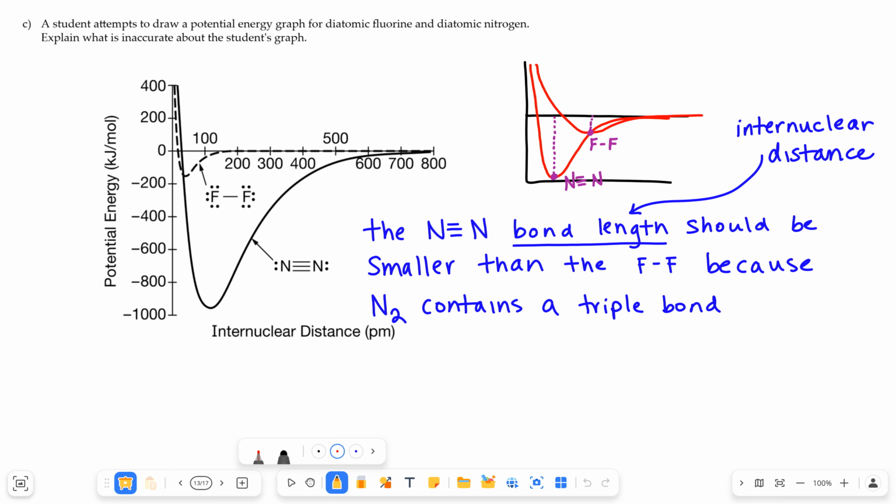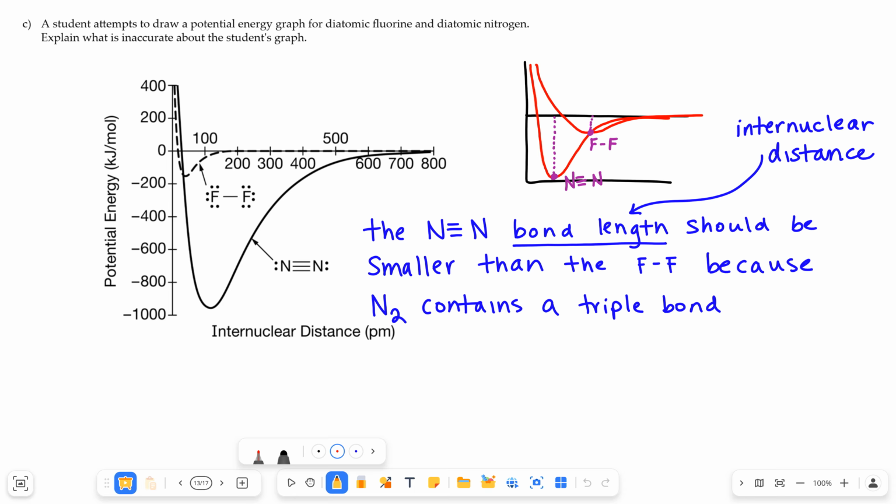There were 2 versions of Part C. Students drew inaccurate graphs trying to show the potential energy of the diatomic fluorine and the diatomic nitrogen. In this one, we've got the nitrogen with a lower potential energy, more energy released when the bond forms, which also means that more energy would be needed to break the bond, and that seems legit.